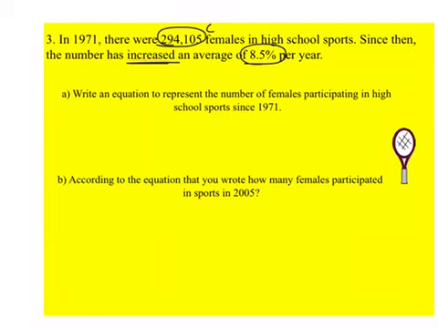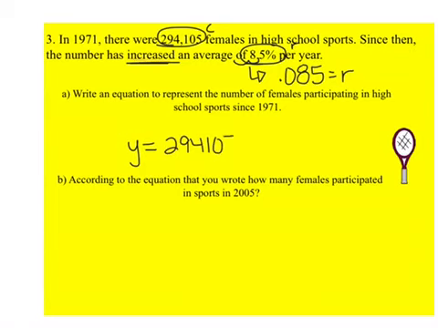Now, the big issue I have right now with my rate is it's as a percent, so we need to change that into a decimal. So to do that, we divide by 100, or we take that decimal point and we move it 2 times to the left. So if I move it 2 times to the left, I get 0.085. So that's going to be my R now. So I can write an equation to represent the number of females that participate in high school sports since 1971. So that's going to be y equals my starting amount, 294,105, times 1 plus my rate as a decimal, not a percent. And then since we are talking about time, now I'm going to raise it to the t power.